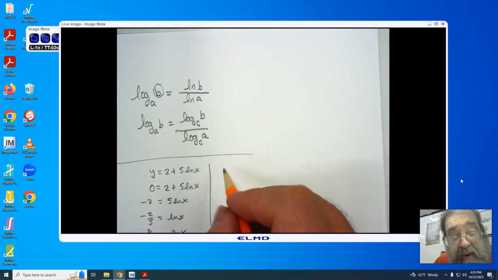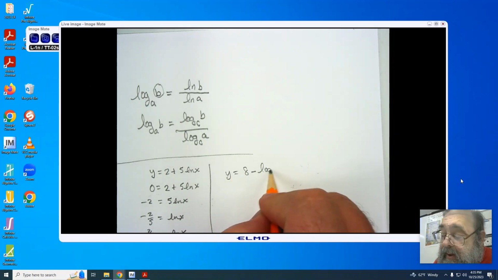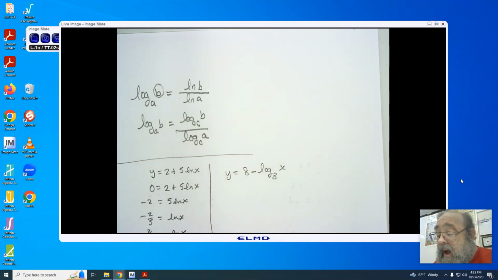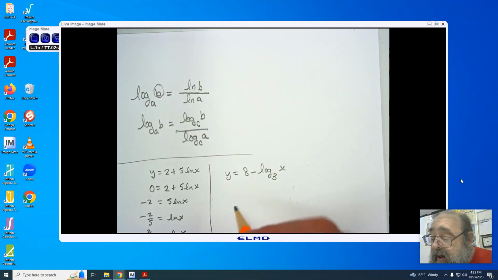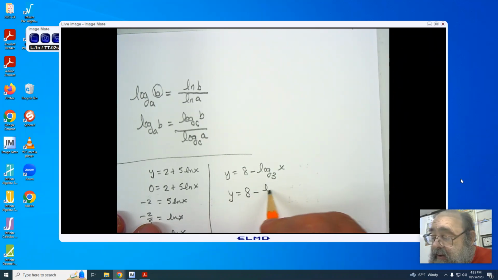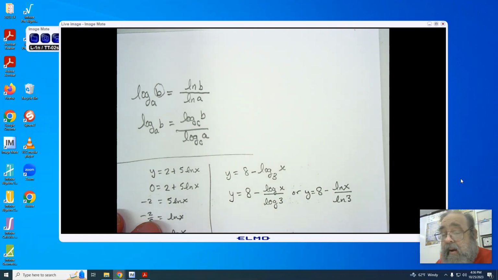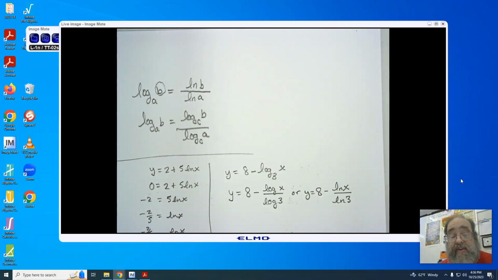The next one gives me y equals 8 minus log base 3 of x. Now, once again, we have that log base 3. If I want to graph this, I'm going to graph it into a common log. 8 minus, let's do log base 10 of x over log base 10 of 3, or I could do y equals 8 minus natural log of x over the natural log of 3. But we do want to get a common base.